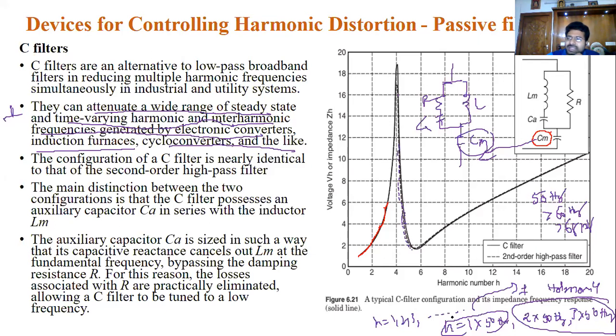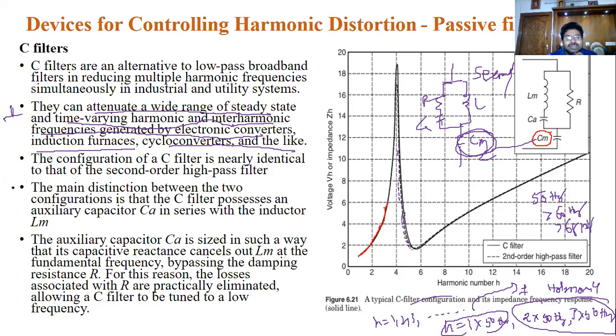This is very much identical to the second order filter. See this C-type filter and the second order filter. What is the difference? Only that you can add an additional capacitor. So this is very much similar to the second order filter. To attenuate different levels of frequencies, you can add these filters.